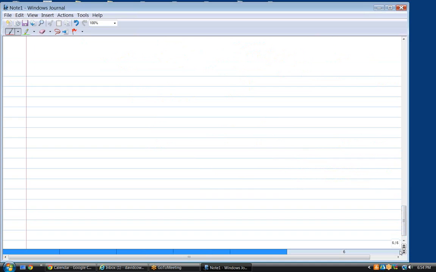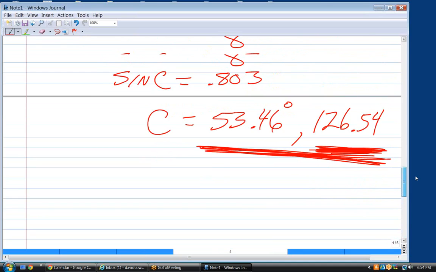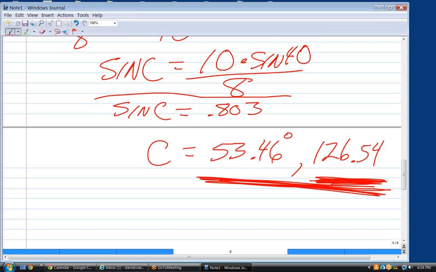Okay, so that's essentially the way it works. And the key step there is when you solve that problem right there, always get both angles. Don't stop with that acute angle. Always figure out its supplementary angle. Because if you think about it, the inverse sine of 0.803 is not just 53.46 degrees, it's also 126. Sine is positive in the second quadrant.